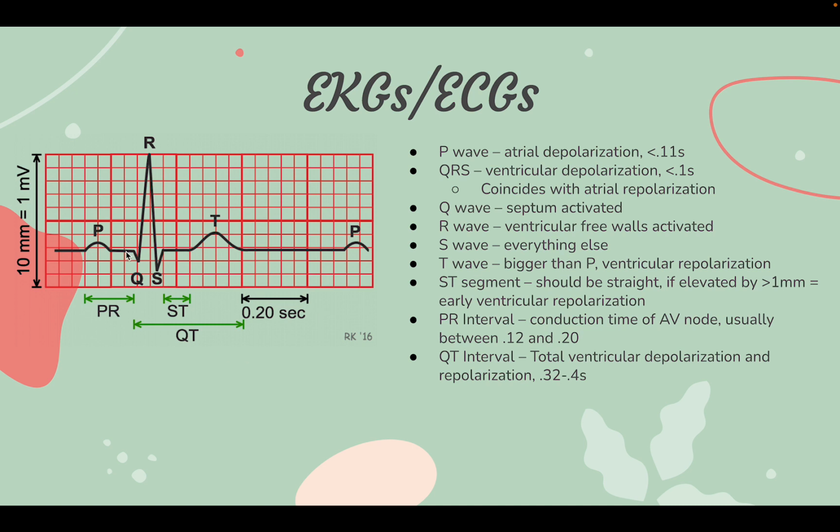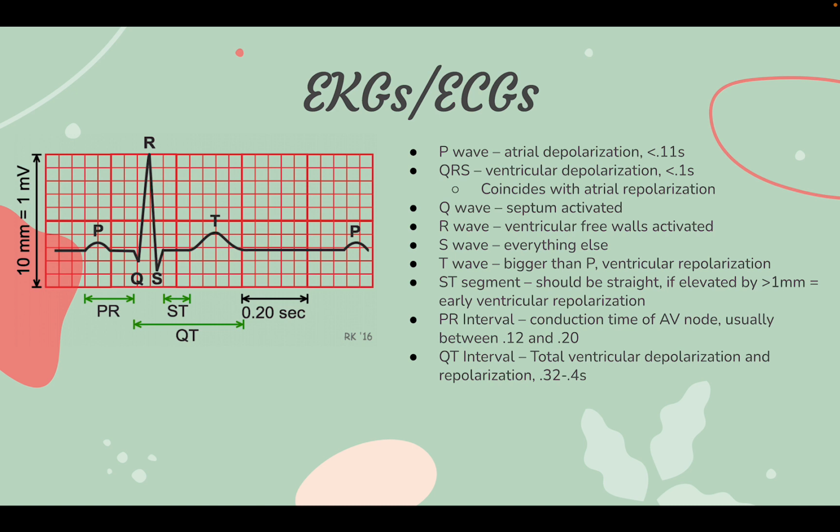But anyways, specifically, the Q wave is when the septum between the ventricles is activated. The R wave is when the ventricular free walls are activated, and the S wave is where everything else is activated. And then we have the T wave, which is bigger than the P wave, and this is ventricular repolarization. And then something to consider is the ST segment, from here to here, should be straight, and if it's elevated by more than 1 millimeter, that could be a sign of early ventricular repolarization.